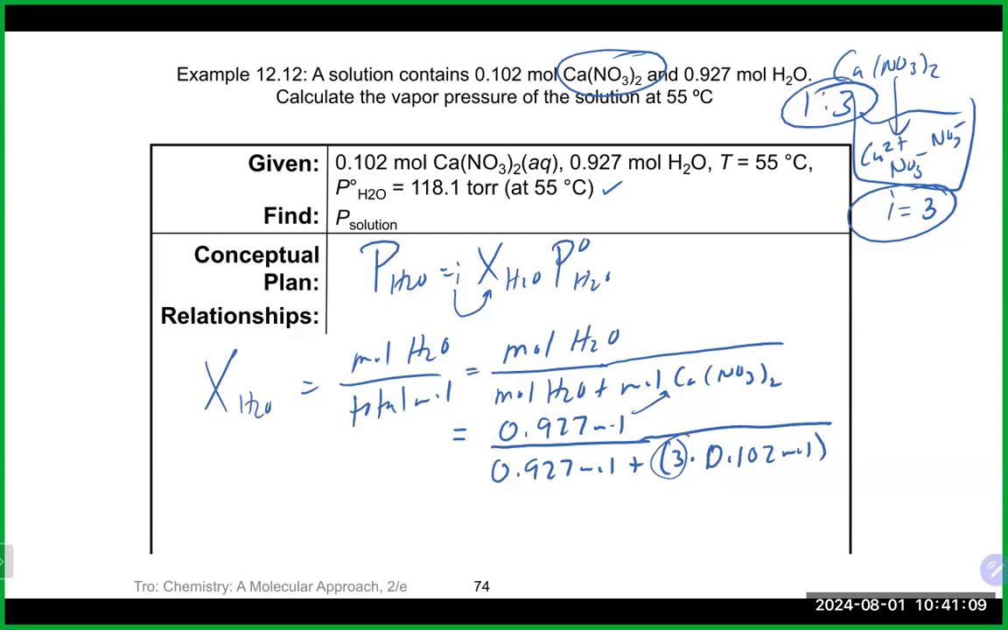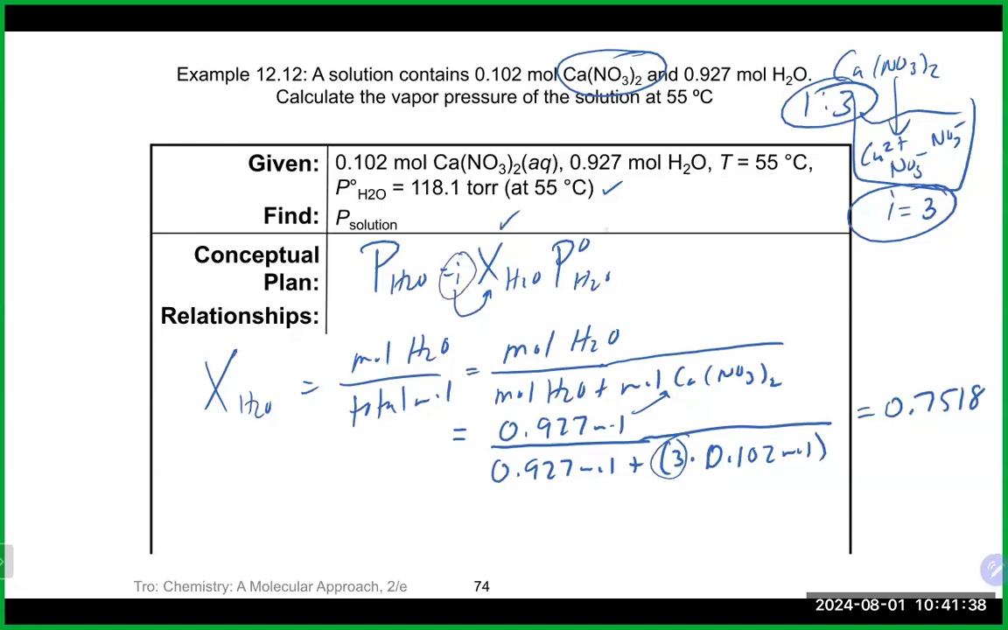And it's just with the calcium nitrate because water is covalently bonded and we'll get a 1-to-1 relationship. So if we were looking at water in this case, basically i is 1. So that's why we're not going to take that into account. So 0.927 divided by 0.927 plus 3 times 0.102. That is going to give us a mole fraction of 0.7518.